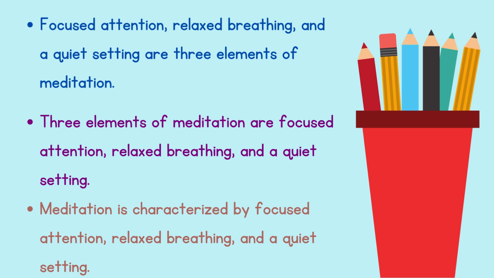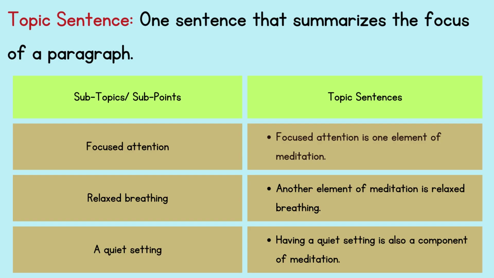So I'll just quickly go through the next two. 3 elements of meditation are focused attention, relaxed breathing, and a quiet setting. And the last one, meditation is characterized by focused attention, relaxed breathing, and a quiet setting. So for this last one, the vocabulary, sorry, there is characterized. And for the second to the last one, elements is our analysis by division vocabulary. But in any case, my topic is in all of them. My 3 subpoints are in all of them, and I have vocabulary from the analysis by division vocabulary list.